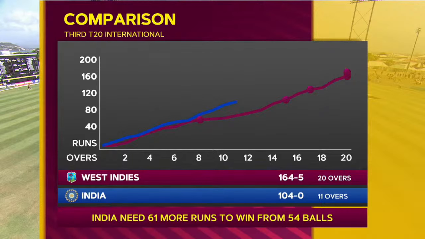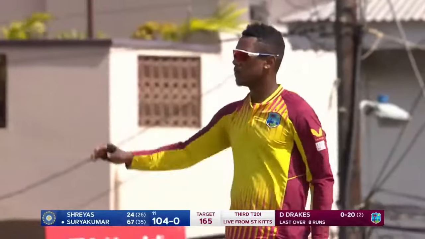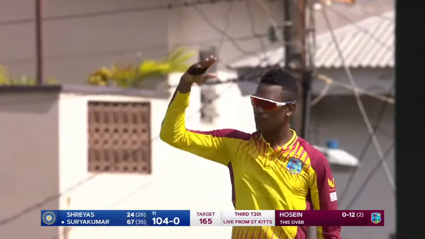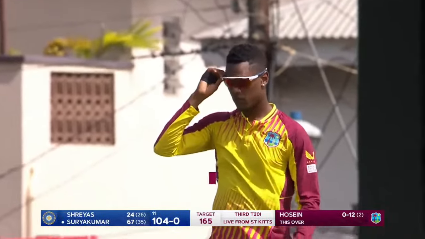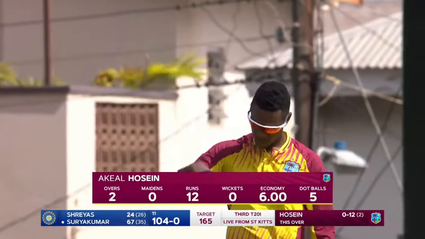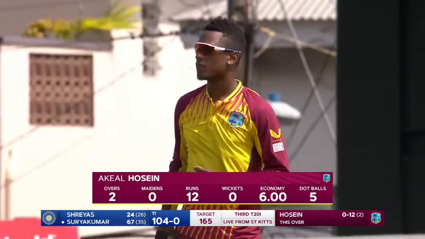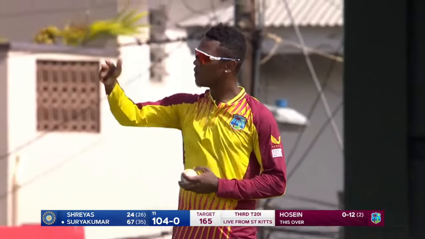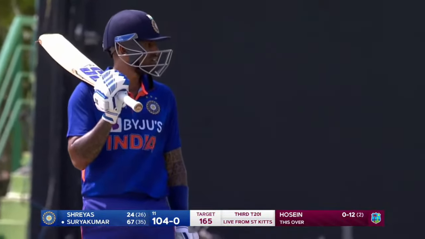Of delight between blue and maroon. India going along quite nicely in this run chase. What will be the highest run chase on this venue if they manage to get there? Akil Hussain has been really good in the previous two games. Good again in this one. Two overs, none for 12, operating from the Lozak Road end.